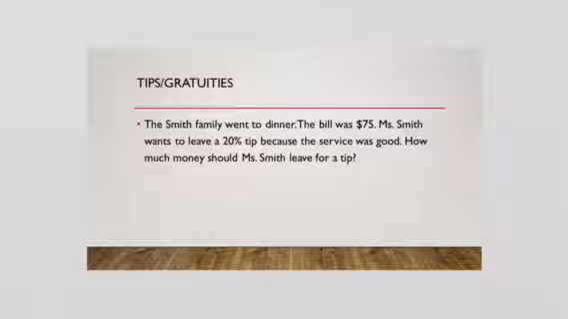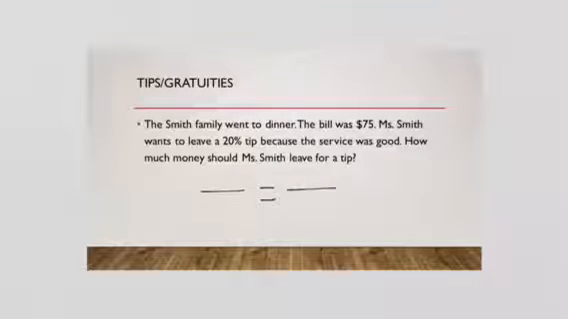Okay, the Smith family went to dinner. The bill was $75. Mrs. Smith wanted to leave a 20% tip because the service was good. How much money should Mrs. Smith leave for the tip? Okay, so in this case it just wants to know the tip, not the total amount, but the tip.